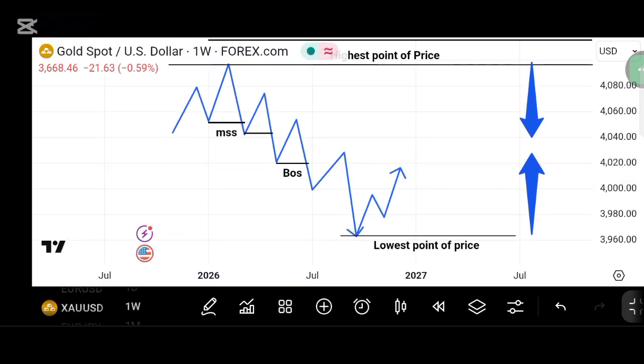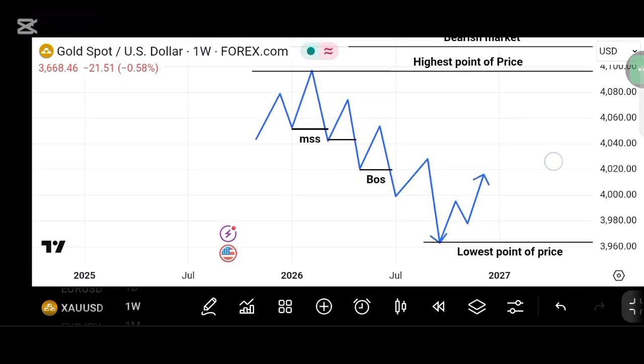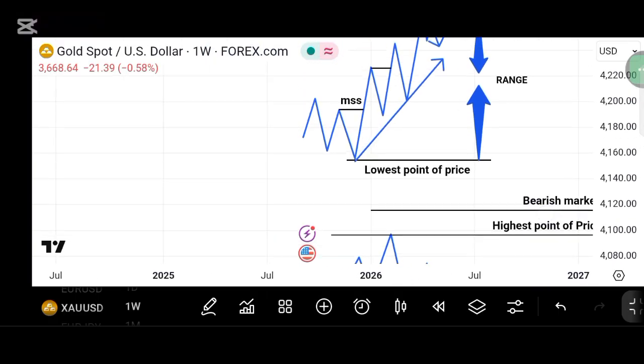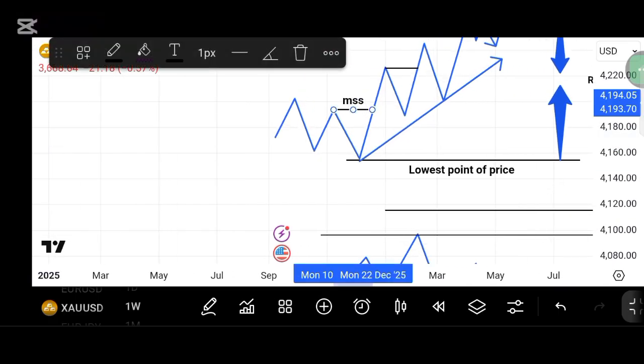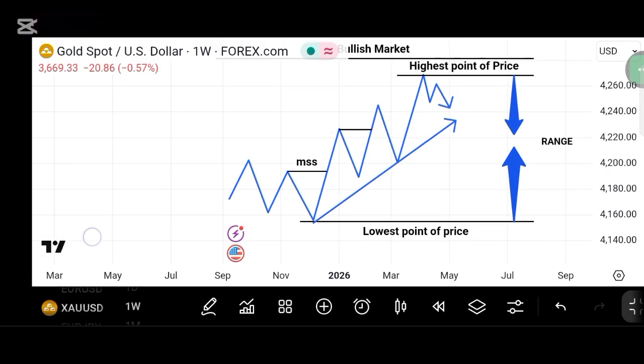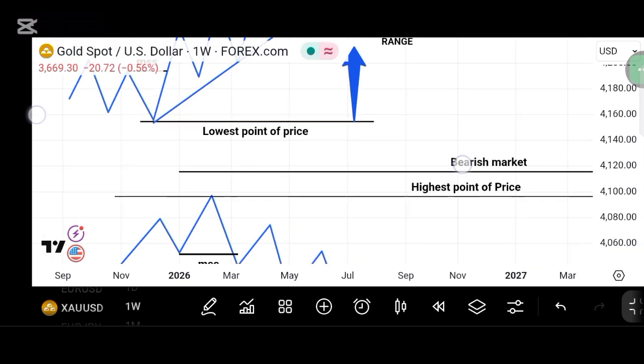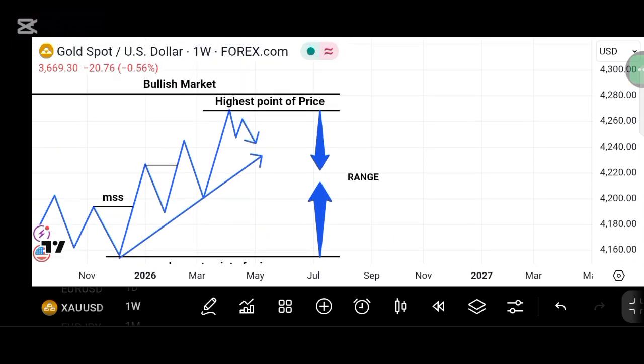Now the MSS, like I said, stands for market structure shift, because in the markets you want to know when you are transiting from a bullish market to a bearish market. Just like here, if you see what happened here, this MSS was actually showing us that the market is about to move up here. So let me explain it on the other side of this graph here.